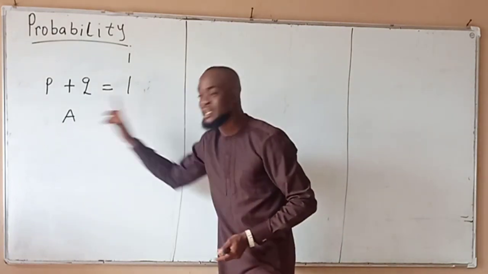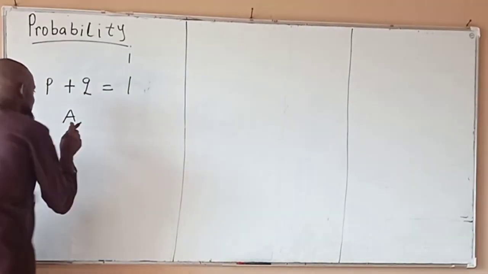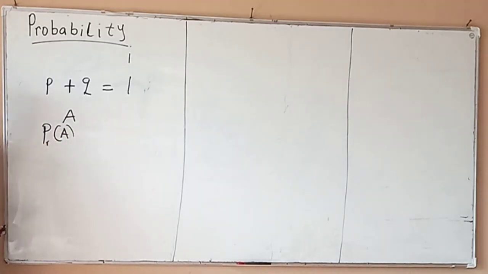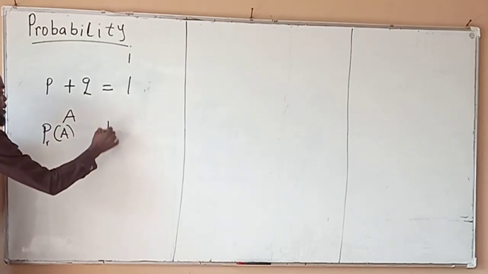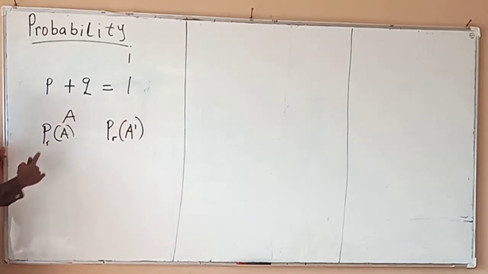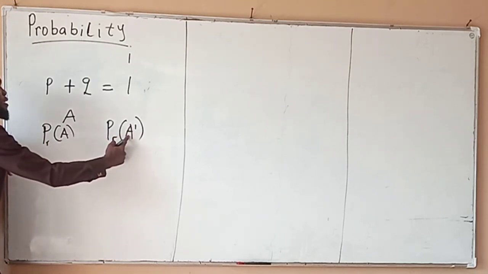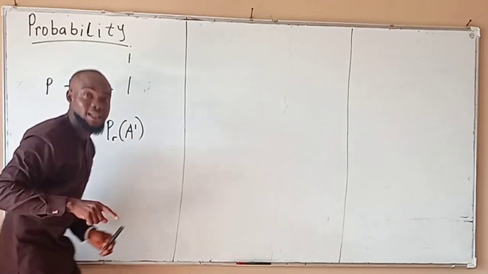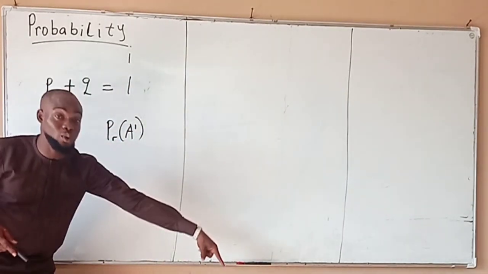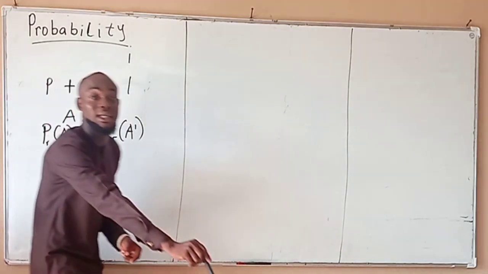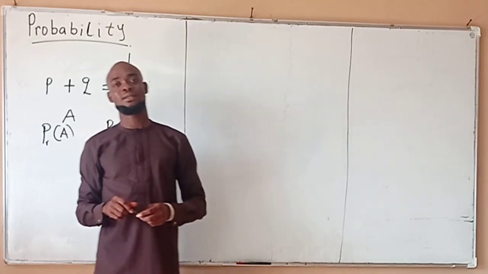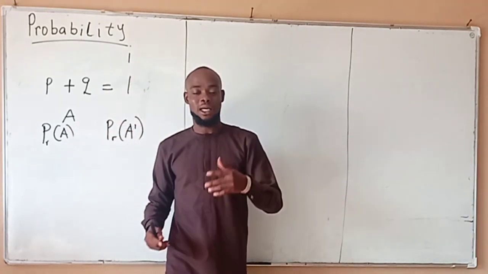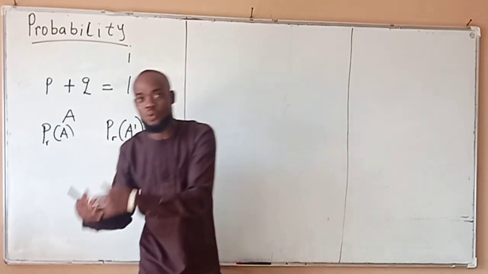Now, if you have an event A, the probability of having this event A, we call it probability of A, denoted P(A). The probability of not having A, we denote it by P(A'). So the probability of event A, the probability of not A. Now, the probability of A plus the probability of not A must be 1. That's what I'm trying to tell you. Because the probability that this thing will happen plus that it will not happen is called certainty. So something that is certain is either it will happen or it will not.